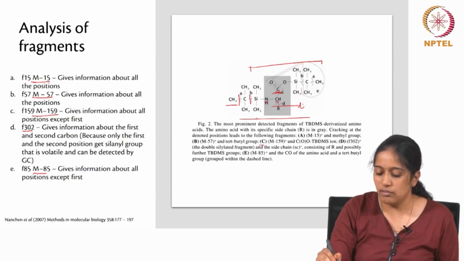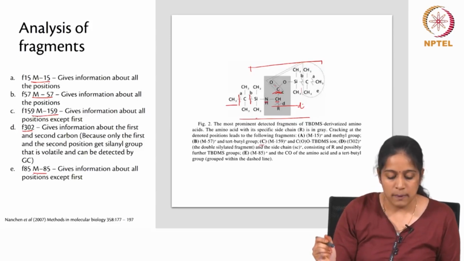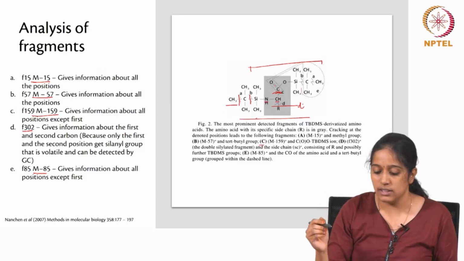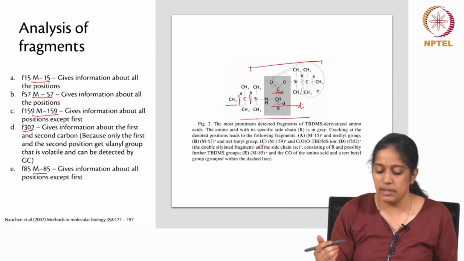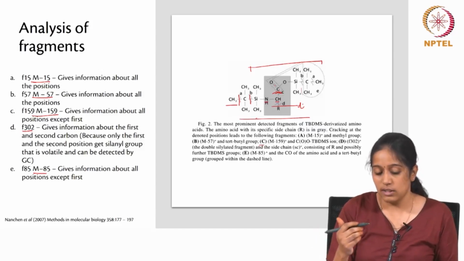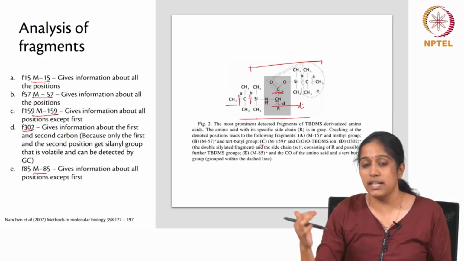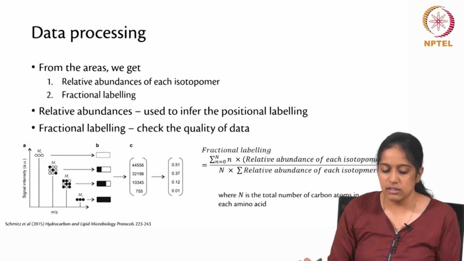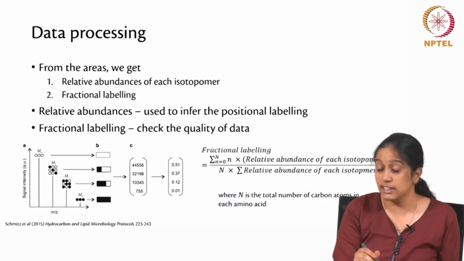So, this gets cleaved off, and you have the information about the first and the second position. With this information you can get a fair idea of the labels at every position in an amino acid, and with this you will be able to backtrace to the different fluxes and the pathways that eventually gave rise to these labelings.